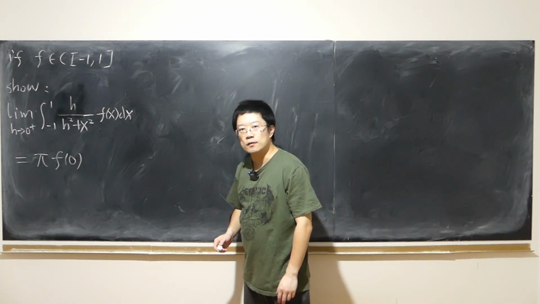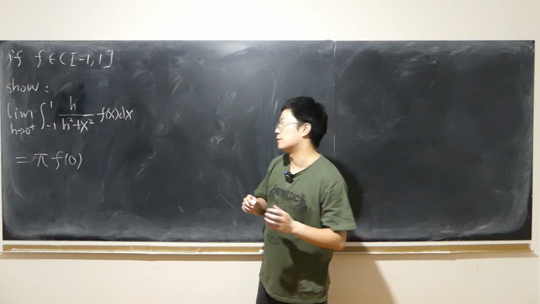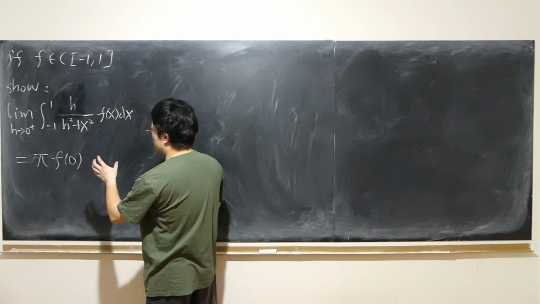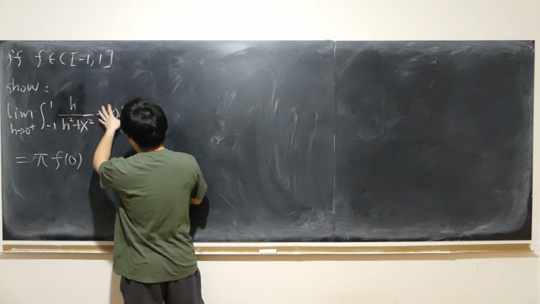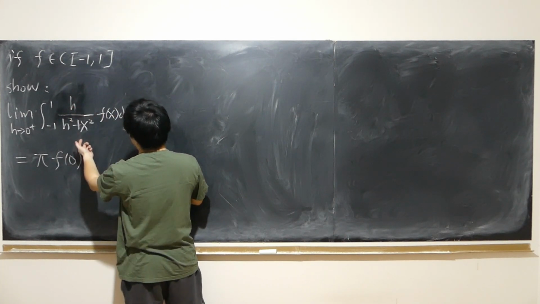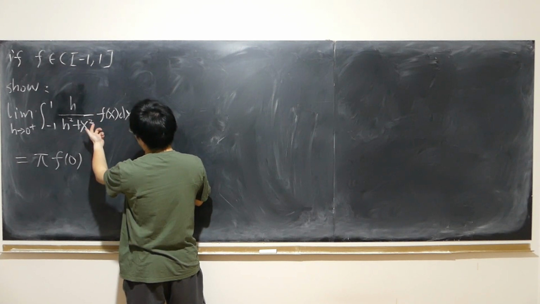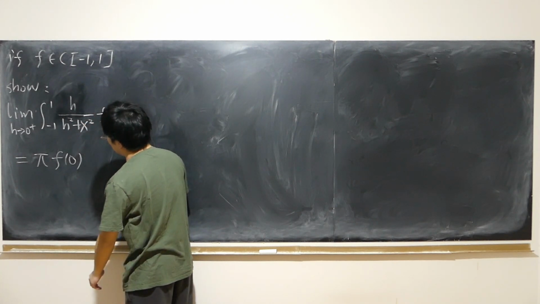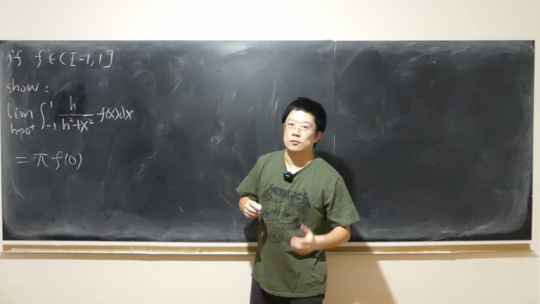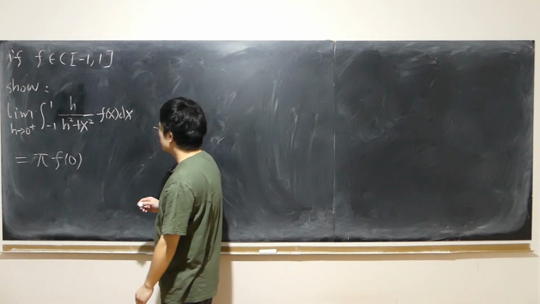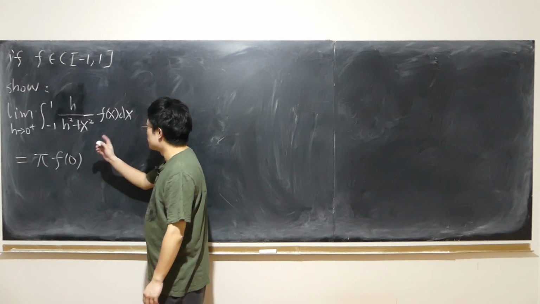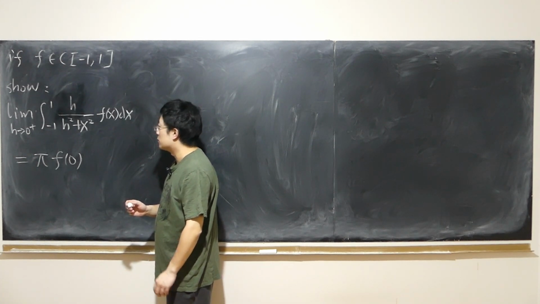So first of all, we have to clarify that in this case, we cannot just first take the limit inside the integral, letting h approach 0, and get f(x) over x squared times dx. No, in this case, we cannot do that. The reason is because 0 is the potential problem here.